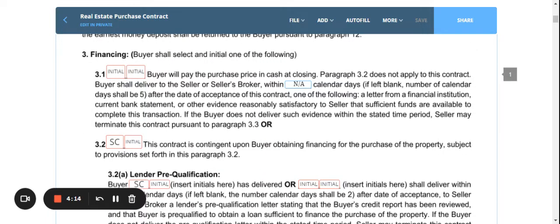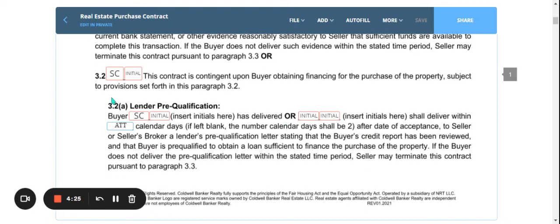So financing: if we were doing a cash offer, all cash, then we would be filling out section 3.1 with your initials here. But because we're doing financing, we would fill out right here. And this just simply states that your offer is contingent upon financing. And right here, it says that we are going to deliver proof that you could be financed, which would be your pre-approval letter. Since I never submit an offer without a pre-approval letter, I will put attached, have you sign here that you are going to submit an offer with proof that you can obtain a loan.